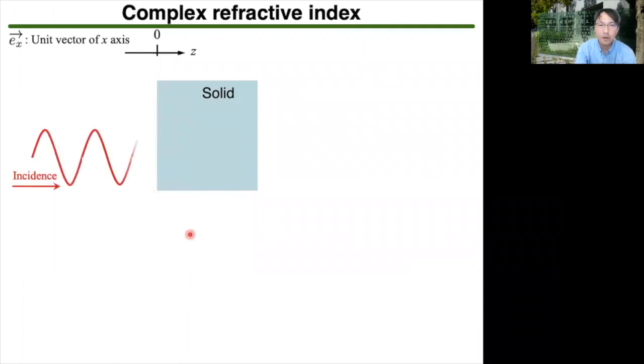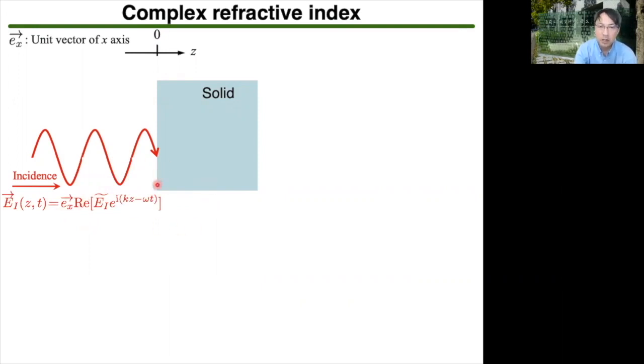Let me start from the situation in this figure, where a solid material occupies the area of Z is positive, namely the plus Z area, and the plane wave light is coming along the plus Z direction from the minus infinity. The electric field of the incident light is expressed as this formula.